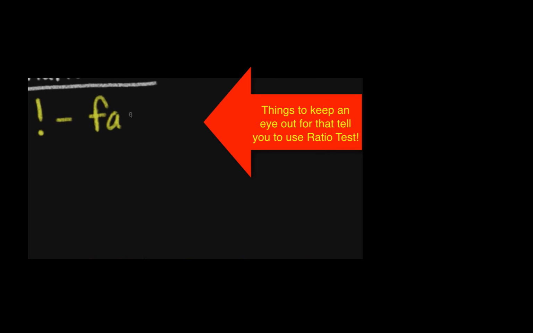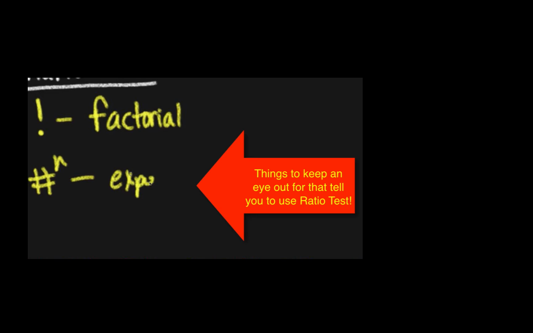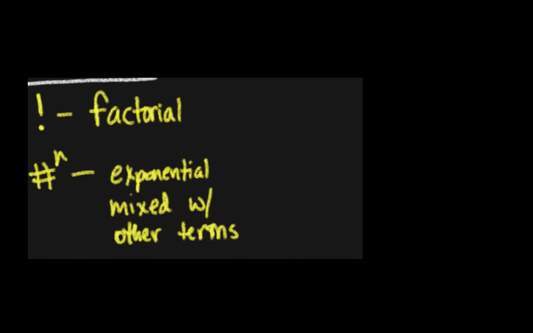Say for a ratio test, things that you should keep an eye out for are this. Anytime you see a factorial, you think ratio test. If you see a number to the n, and it's not just by itself, it's mixed with other stuff, then think ratio test, okay? So what is the ratio test itself?